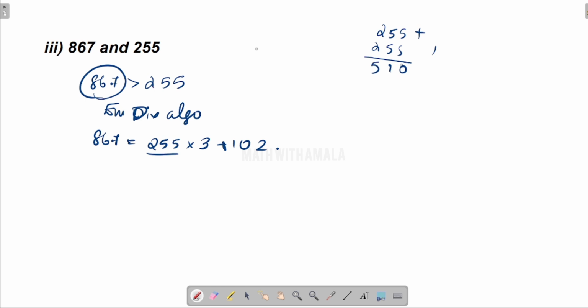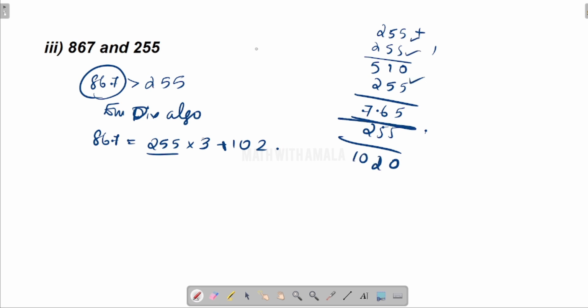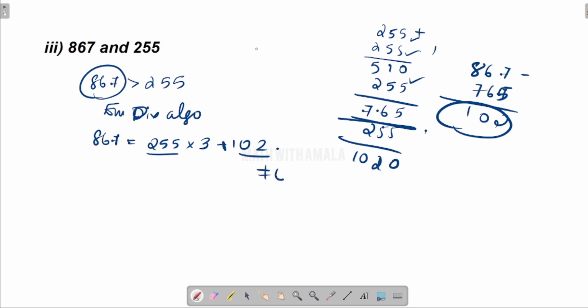The answer is 510. Okay, but this is not enough for 867. We have to move more. Let's add one more 255. You will get 765. Again 255 is needed. Let's take 1020, but it has exceeded 867. That means we can stop at three 255s. So that's enough. 255 × 3 is a number less than 867, and the difference between these two numbers, 867 and three 255s, is 102. That is the remainder.